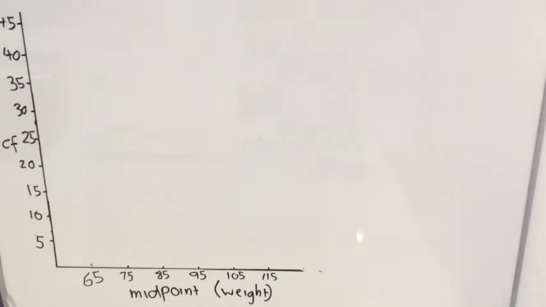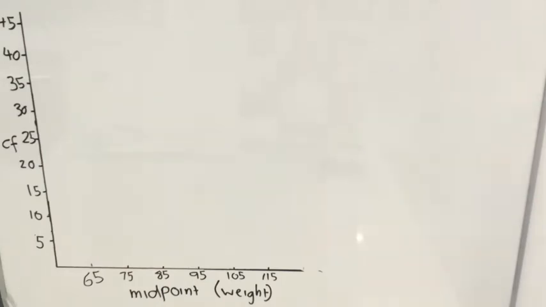And that's what your axes should look like. Again, you can count by whatever you want on the CF column, as long as you get up to 45, because that's the highest number that you need. Now, you need to start drawing your points. So you're going to put some dots on this graph. I will do the first one for you, and then I want you to try and do the rest.